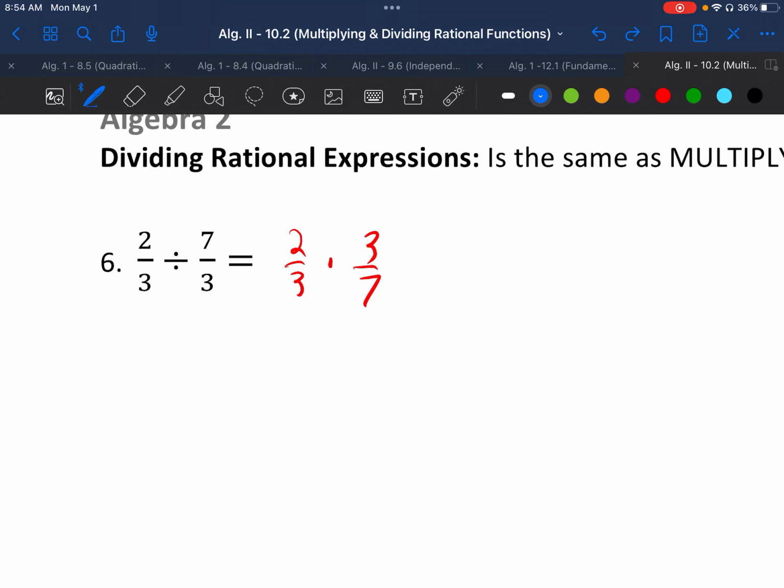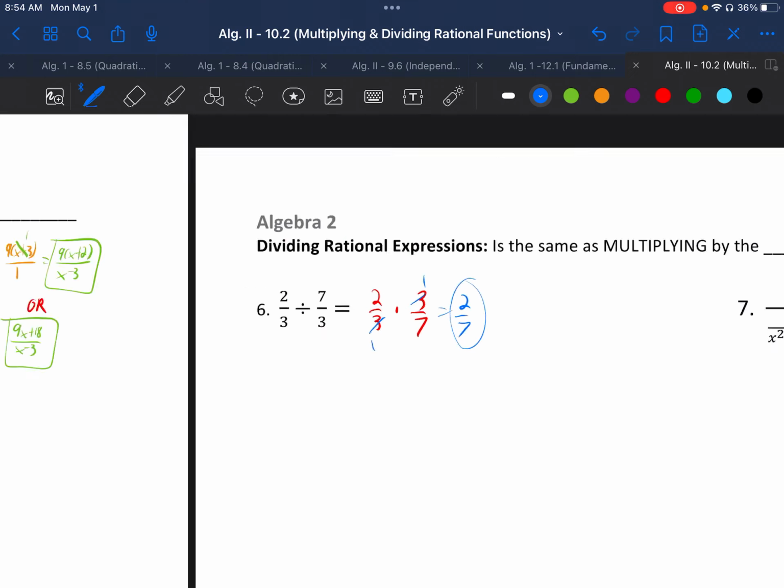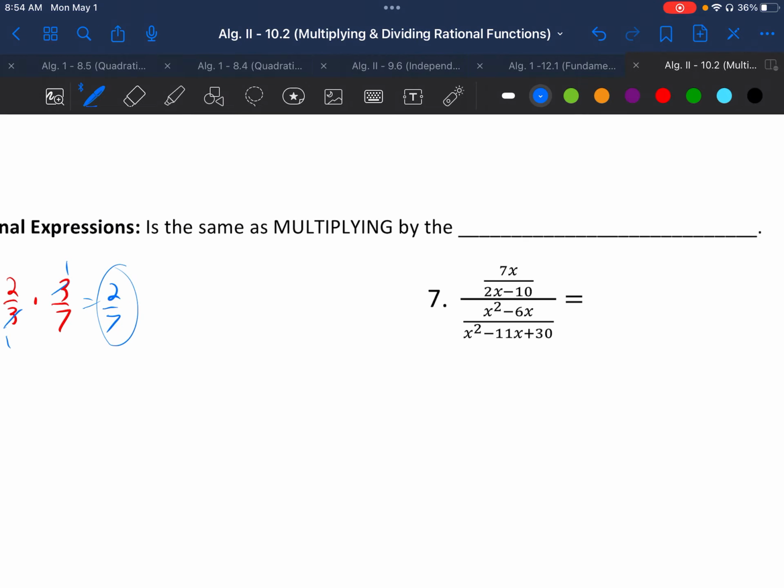And now we do the same thing we were just doing on the last page. 3 and 3 reduce, and it's 2/7, and call it good. And so it's the same as multiplying by the reciprocal, which remember is just a flip version.